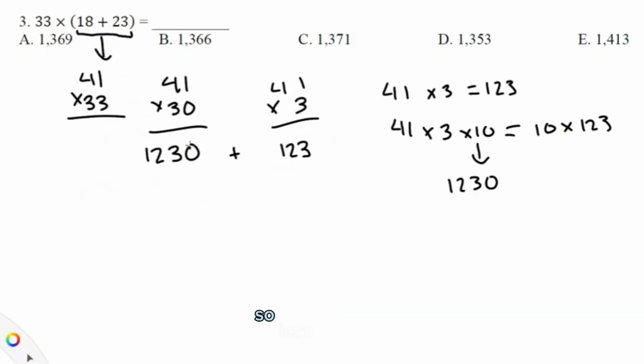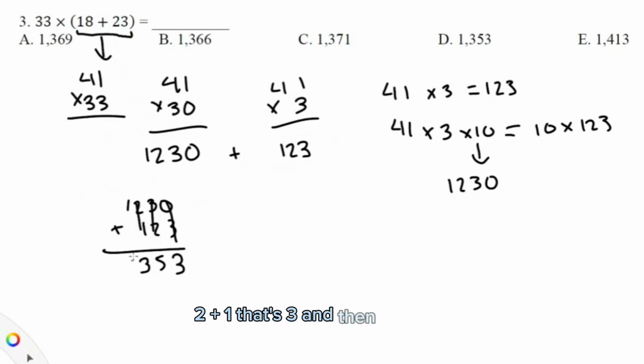Now when you add this, so let's do 1,230 plus 123. Alright, so 0 plus 3, that's 3. 3 plus 2, that's 5. 2 plus 1, that's 3. And then 1, that's 1353. And that's your answer.